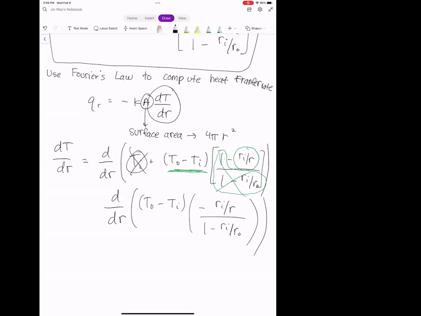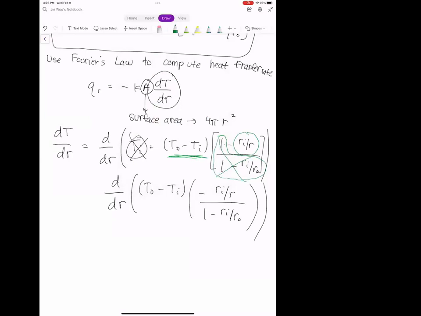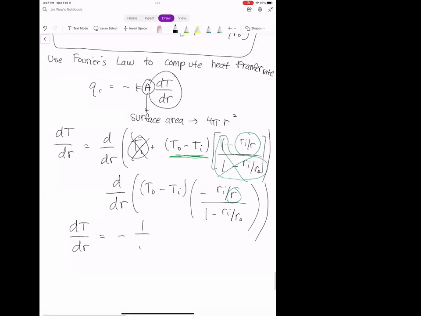And so that's all that's left when we take the derivative and we get rid of all of the constants. Okay. And if you notice here, the only term that we're actually taking the derivative of is this one, right? That's the only r. All the other Ri's and the T's are just constants, and so they are just coming along for the ride. Okay. And so if you compute that derivative, we have dT/dr is equal to minus 1 over r squared times (Ti minus To) divided by (1 over Ri minus 1 over Ro).